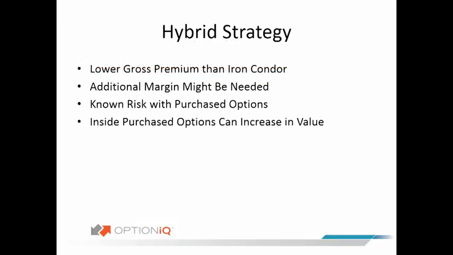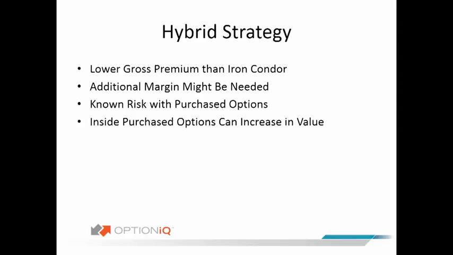As far as the hybrid strategy goes, let's talk about the pros and cons here. It has lower gross premium than the iron condor. So this strategy is not going to take in as much premium, or it's not going to target as high rates of return as, say, the iron condor strategy. And the reason being is you're spending more money buying options to protect you. So it is going to have a lower gross premium.